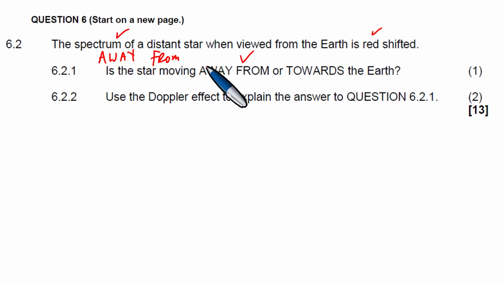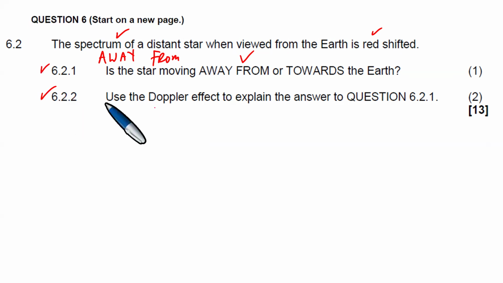It's like a car. If you see the red lights of a car, you know the car is moving away from you. Because if the car is driving towards you, you're going to see the headlights, and the headlights are not red. If you are seeing red lights, you are seeing the back of the car, which is moving away from you. So this is the same as the spectrum. The spectrum of a distant star viewed from the Earth is redshifted, so it is moving away from us.